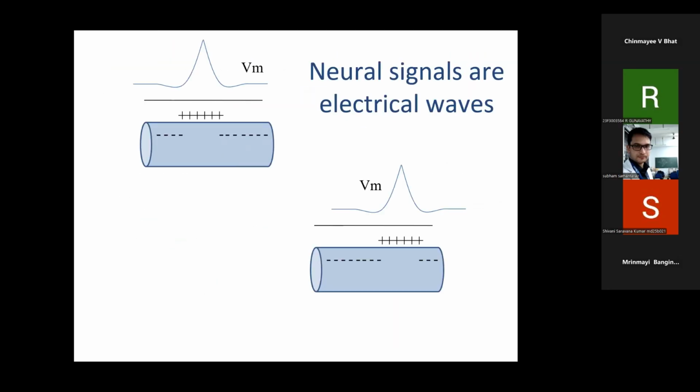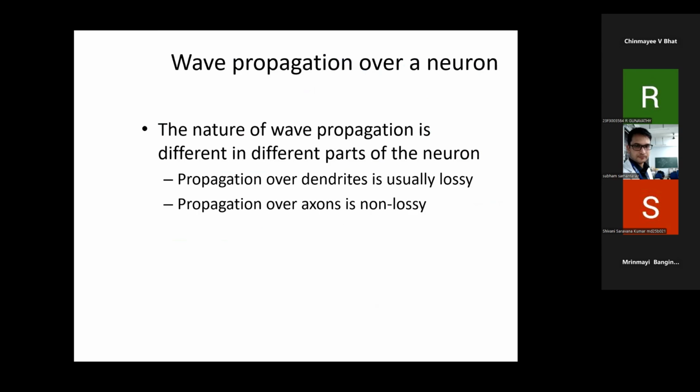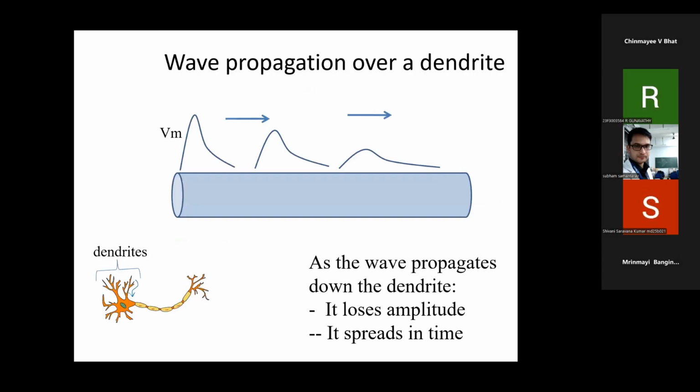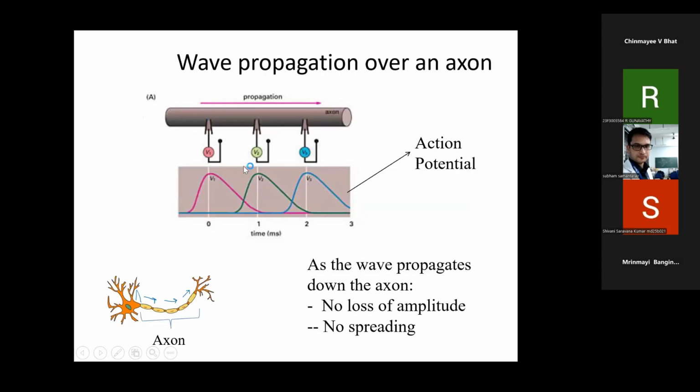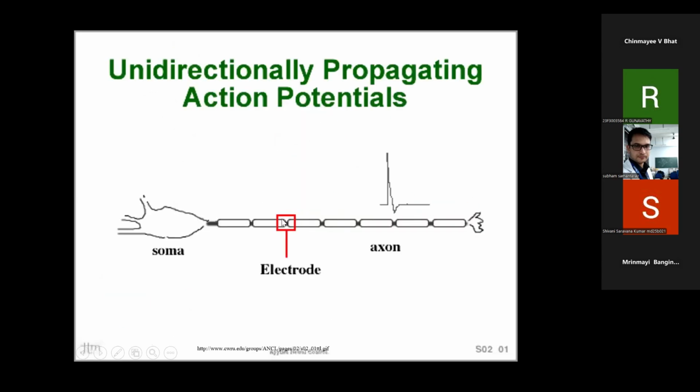Then let us look at signaling a little bit more. Like I said, these waves propagate over the dendrites and axons. Is there some difference between the manner in which these waves propagate over dendrites versus axons? In dendrites, typically when the signals propagate, the propagation is lossy. What does that mean? The amplitude of the signal goes down as it propagates forward. Whereas when it propagates on an axon, it is not lossy. The same action potential marches along intact as it goes along the axon. So it looks something like this.